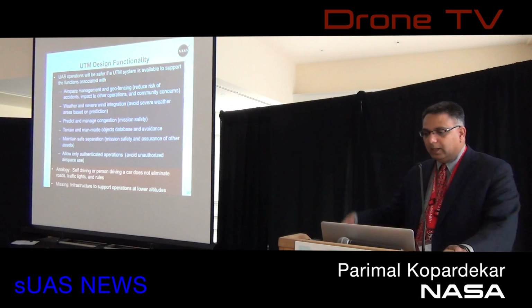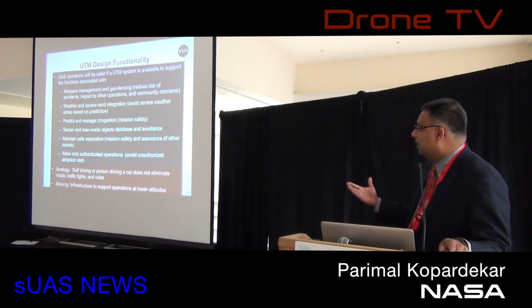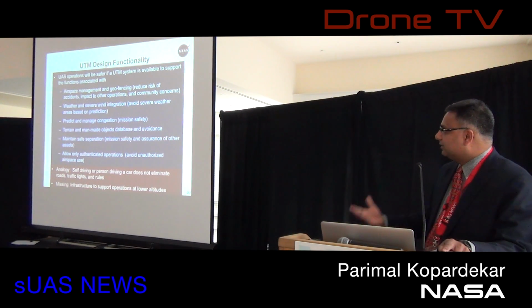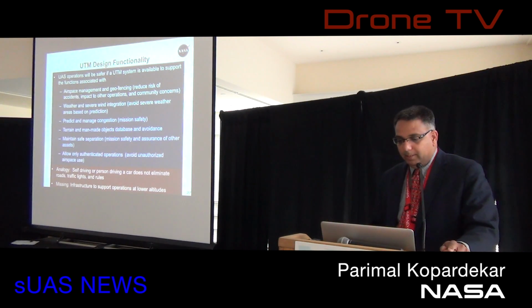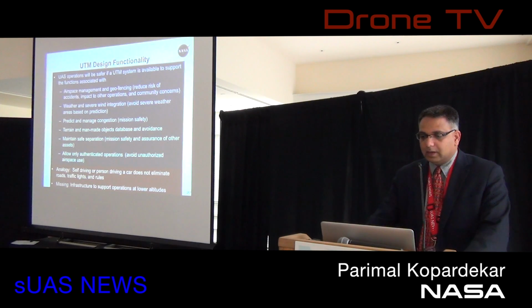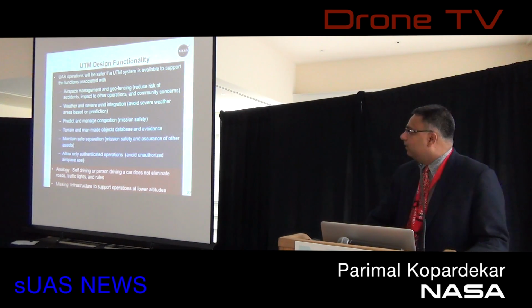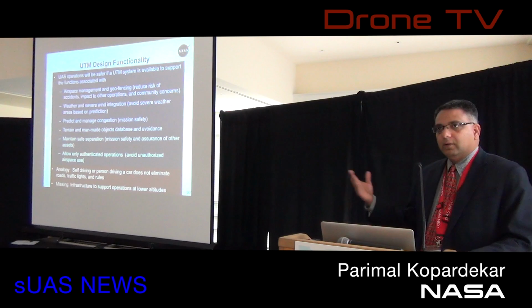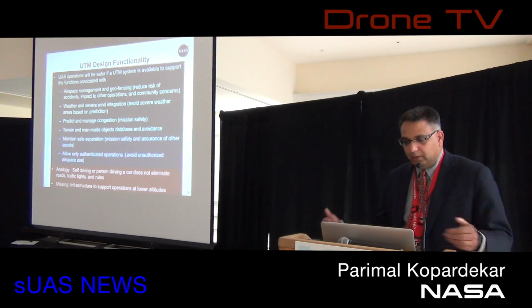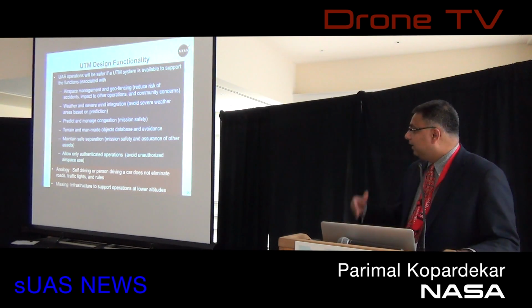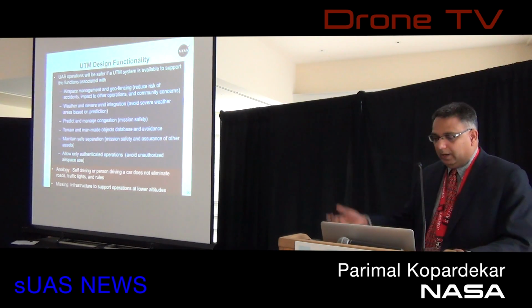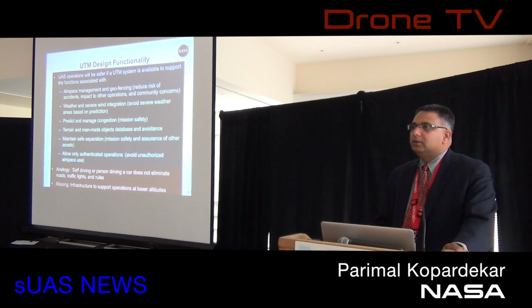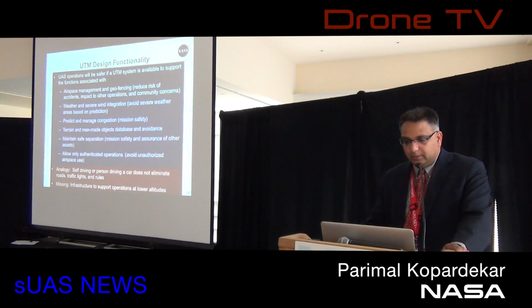So then predict and manage congestion is another thing. Eventually, we are going to have large-scale operations. So how do we predict congestion, demand and capacity imbalance, which is what we typically do for classical air traffic control? Then terrain and man-made objects, database and avoidance, we all know where to find that, and we know how to integrate with that. And we want to maintain a safe separation and then allow only authenticated operations, a point that was made before.